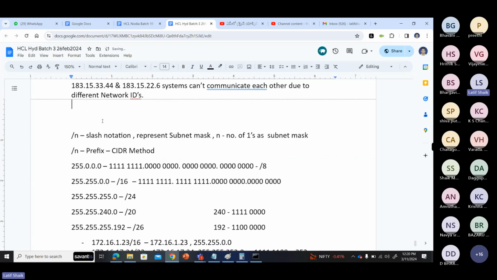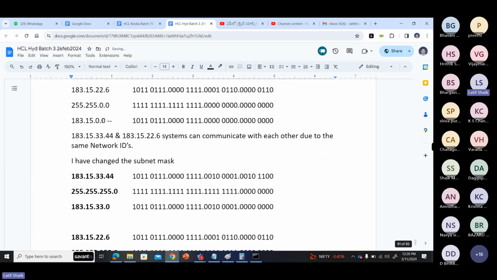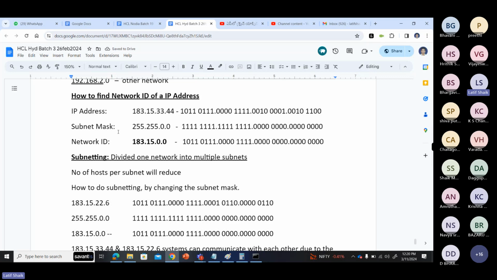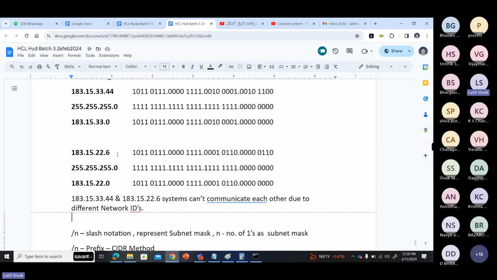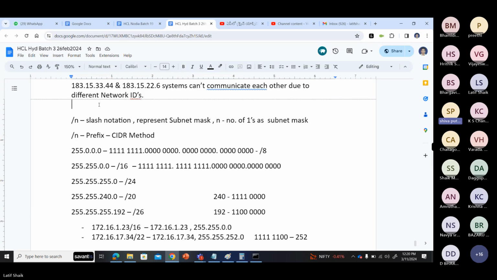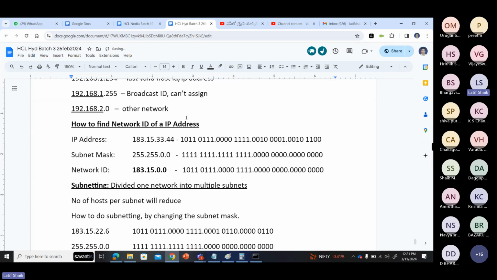Guys, so okay up to here? Understand network ID and subnet mask, how subnet mask affects the network ID. So subnet mask just simplifies the network ID. Yes, it works. Right. Okay.